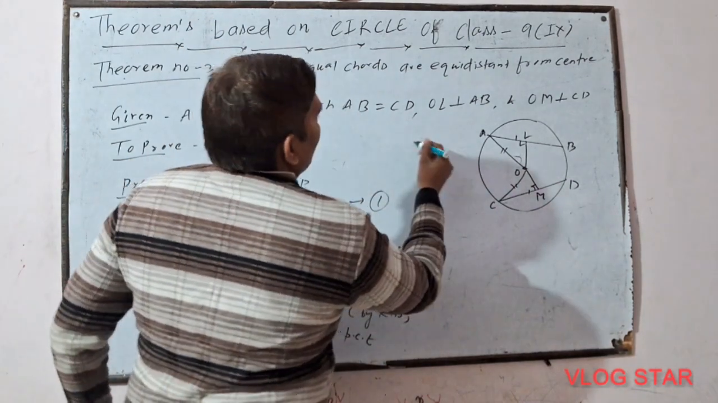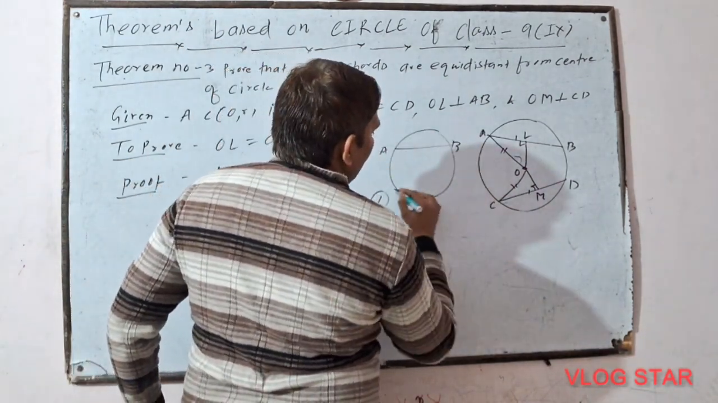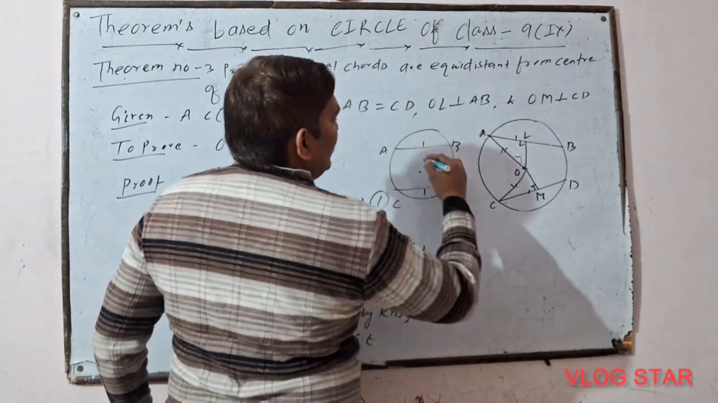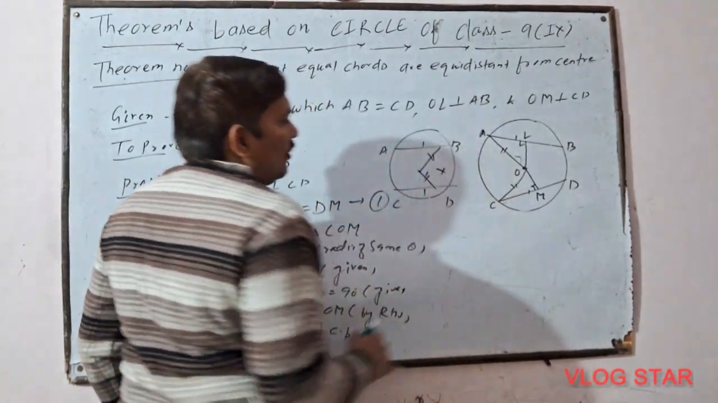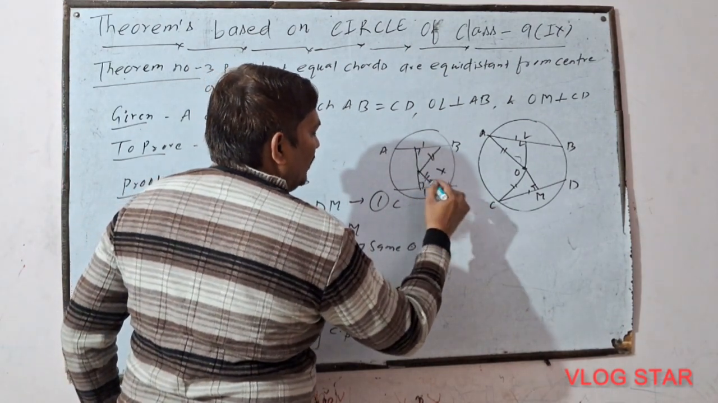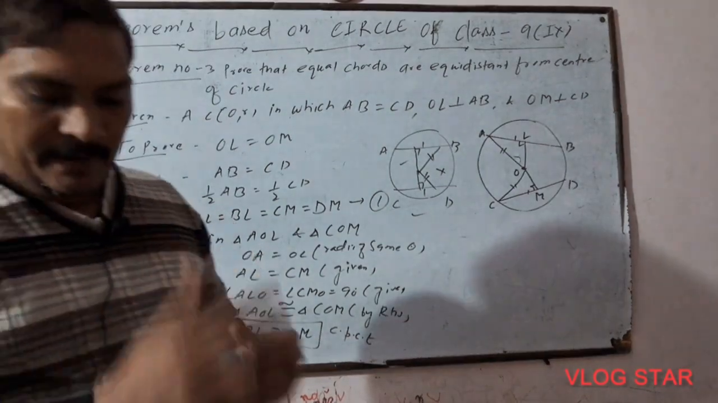See, try to understand. Suppose this is the chord AB and this is the chord CD. Okay, these are equal. Then only this distance and this distance will not be equal. This is wrong. Only the perpendicular distance from center will be equal. This is correct. I hope you have understood.